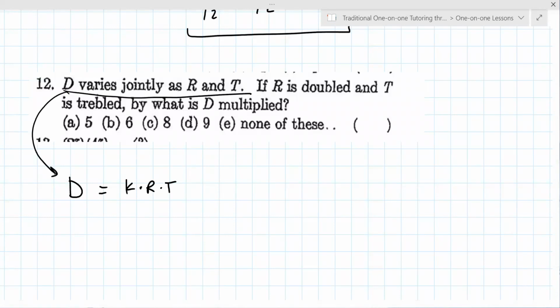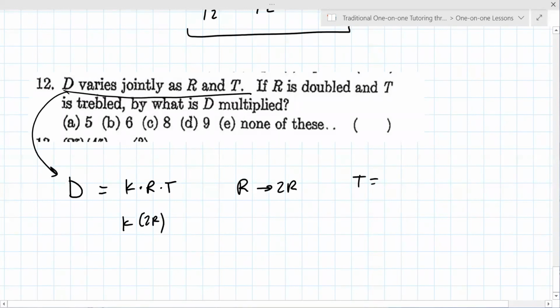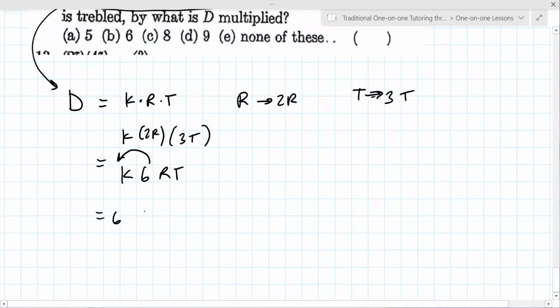All right, so it's basically a 2R and then KT. Is that how that goes? Yeah. You can imagine here, they don't want you to do this, but you could pick numbers. If R is doubled, that means R goes to 2R. And T is trebled, which I guess means tripled, so T goes to 3T. If you multiply these together, you get 6RT, and then you move the K back, so you get 6KRT.